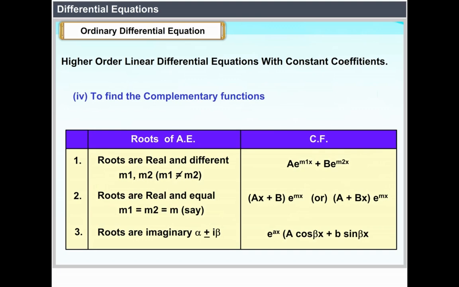Serial number 1. Roots are real and different, m1, m2. That means m1 not equal to m2. Then the complementary function is a e^(m1 x) + b e^(m2 x). Number 2. Roots are real and equal, m1 = m2 = m say. Then the complementary function is (ax + b) e^(mx), or (a + bx) e^(mx). Serial number 3. The roots are imaginary, alpha plus or minus i beta. Then the complementary function is e^(alpha x)(a cos beta x + b sin beta x).